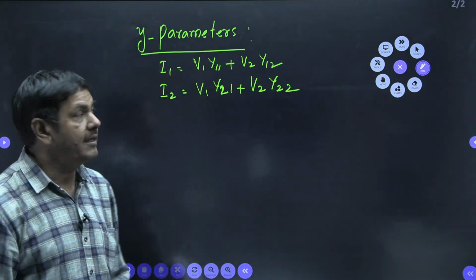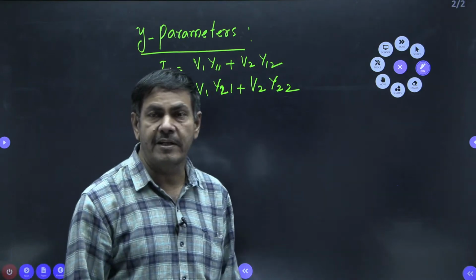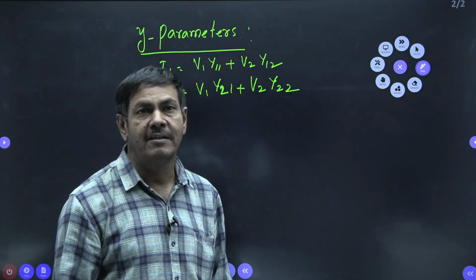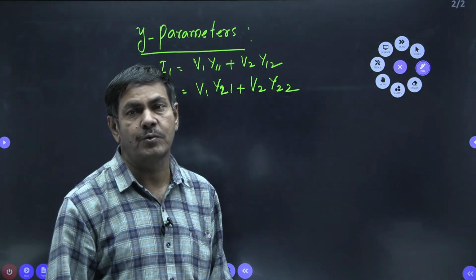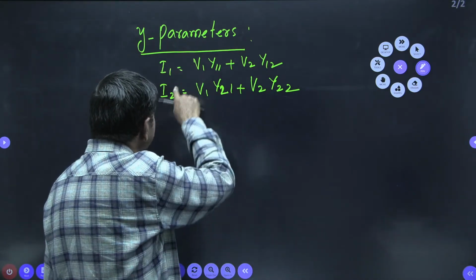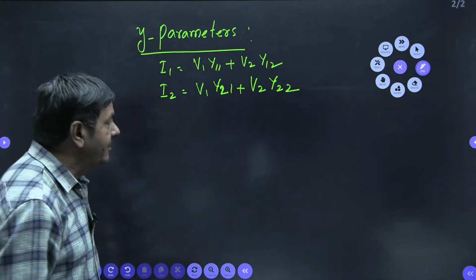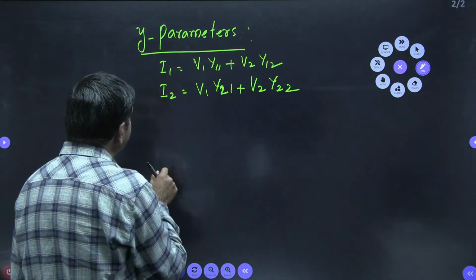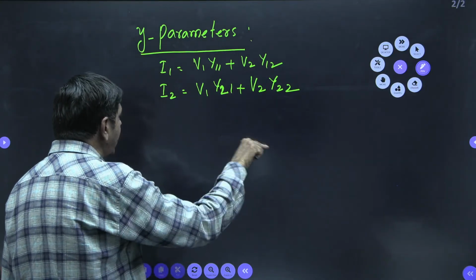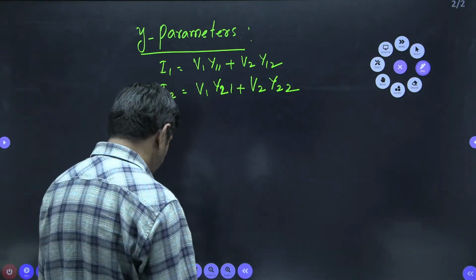So we can apply Norton's theorem to draw the equivalent circuit. How can we draw it? By using the Norton's circuit only, because these two are current equations. That is why we need to draw the Y parameter equivalent circuit using the Norton's equivalent circuit. The input must be a Norton's equivalent circuit. I2 is there, which means the output is also a Norton's equivalent circuit. How can you draw the Norton's equivalent circuit here?